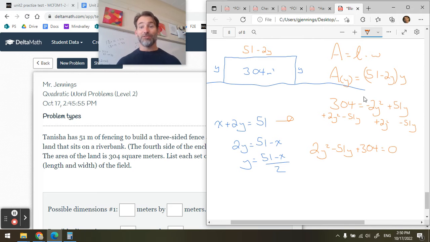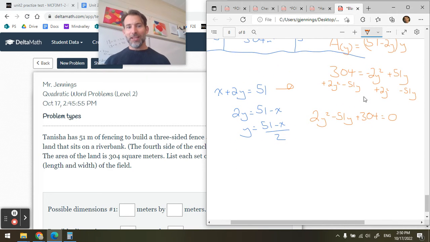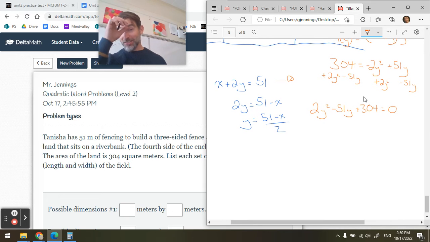Okay, now let's factor that. Oh man, let's factor it. All right, let's try. So it doesn't common factor. So we're going to play a special x game where we multiply a times c. So that's 2 times 304. So I'm just going to write 608. And we multiply, and we want them to add to negative 51.